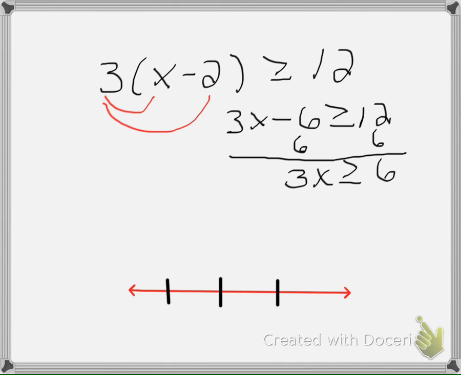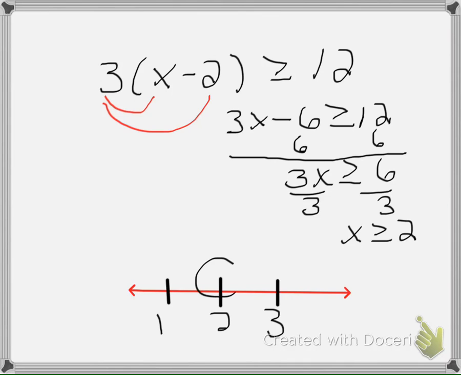Now to get the variable by itself, the opposite of multiplication is division. So divide, x is greater than or equal to 2. 2, 1, 3. The numbers that are greater than or equal to 2 are to the left.